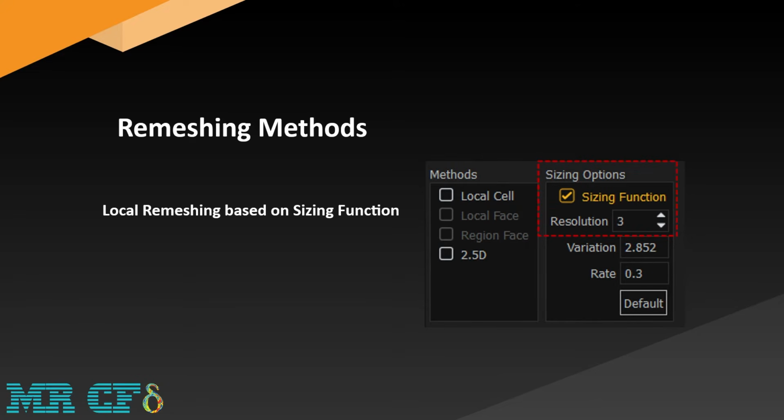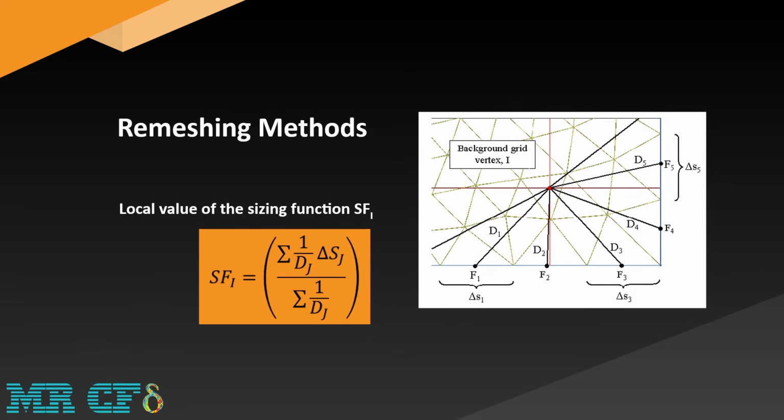The shortest feature length is determined by shrinking the second box around the object and then selecting the shortest edge in the box. This size function is evaluated at the vertex of each background mesh separately. According to the figure you see from the top of the background mesh, the local value of the size function, or SFI, is expressed according to this relation.